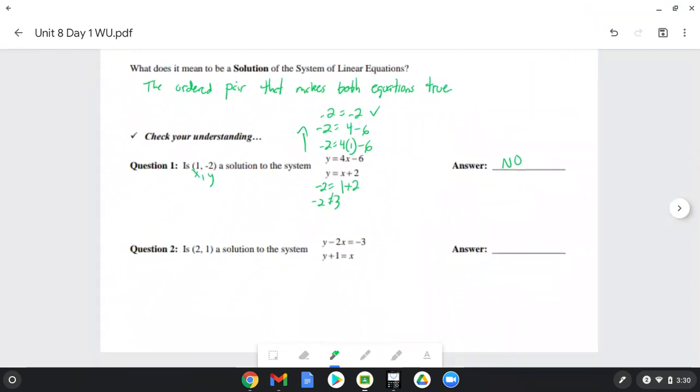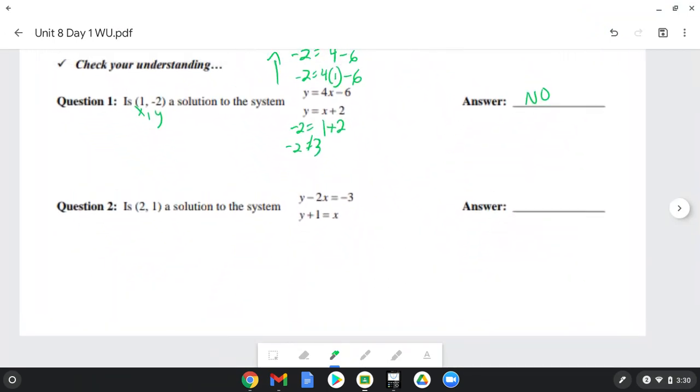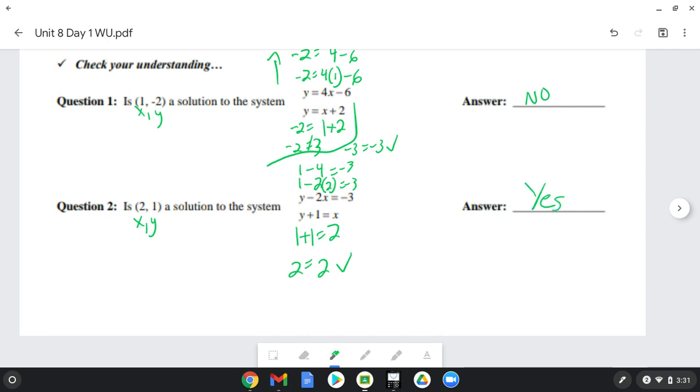All right. So for this next one, let's see if it makes the equation true or not. This is x and y. So now we have 1 for y and 2 for x, right? So that would be 1 minus 4 is equal to negative 3. And is that true? That would be negative 3 equals negative 3. So it works for the top one. But remember, it's got to work for both of them in order for it to be yes. So if we plug in the bottom, that'd be 1 plus 1 equals 2. So that'd be 2 equals 2. So it works for the bottom as well. So since it works for the top and bottom equation, this answer is yes.